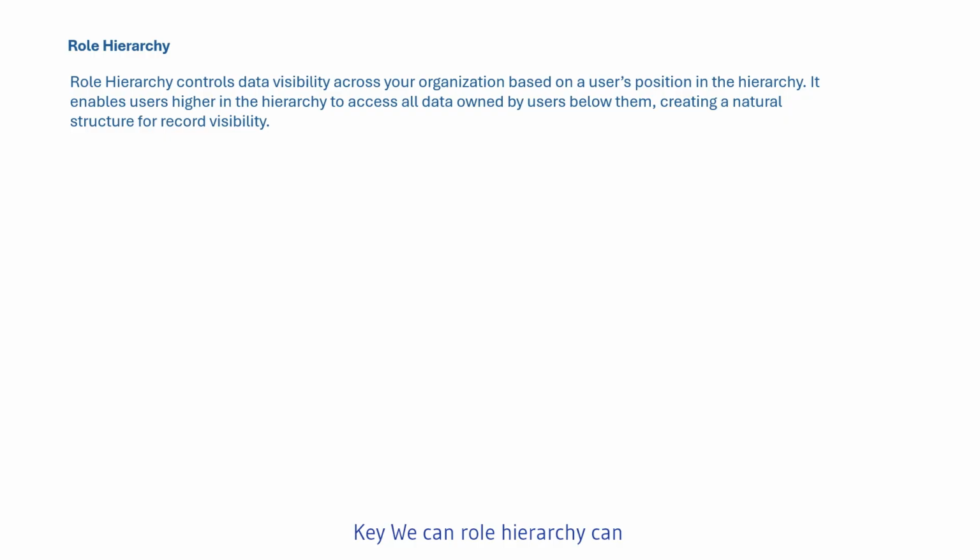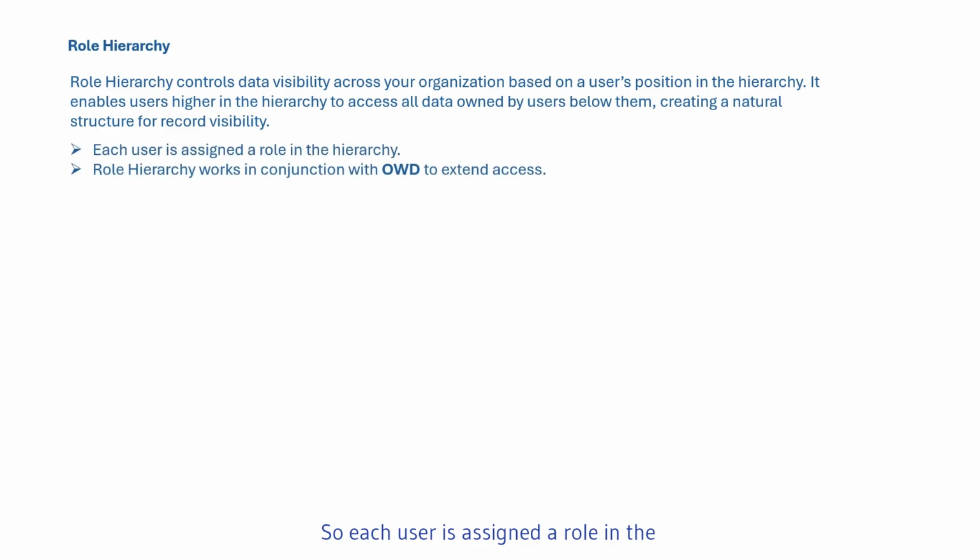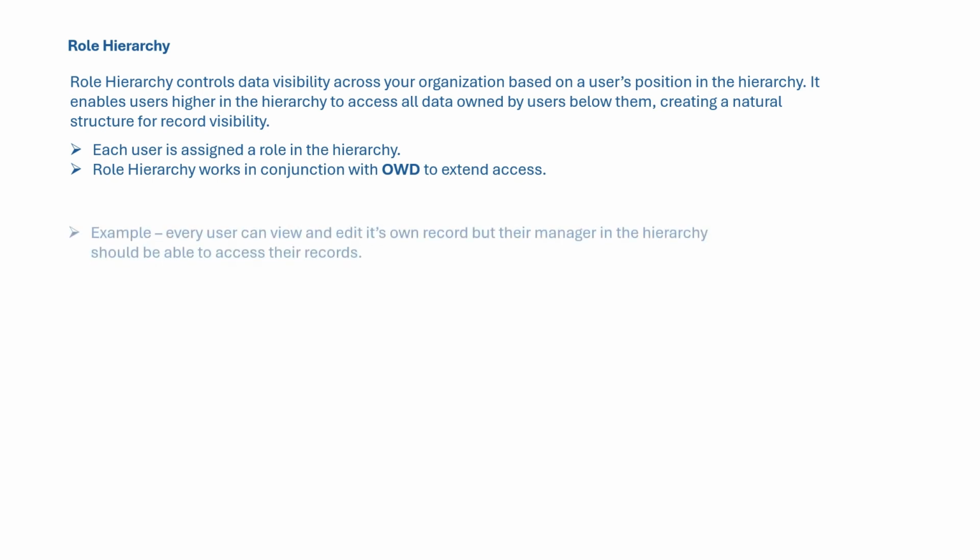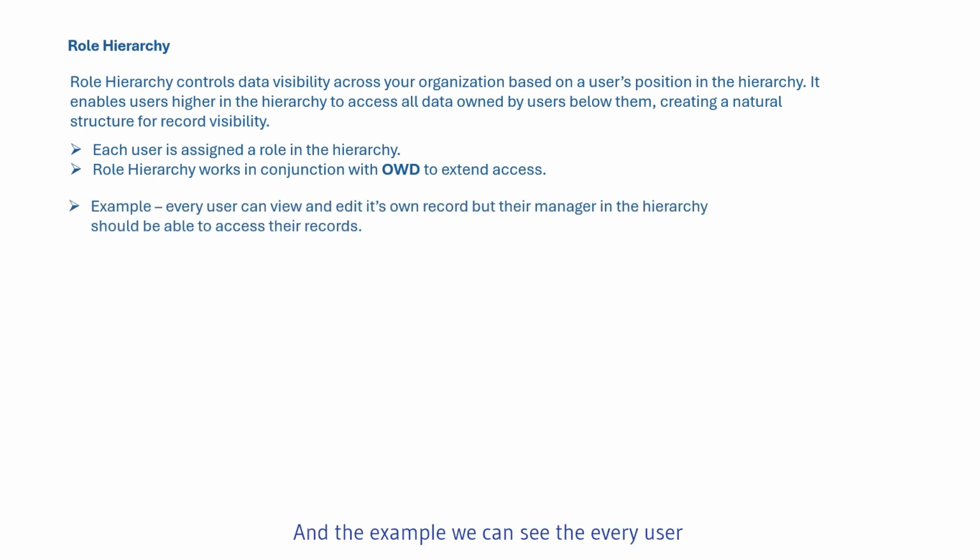Role hierarchy. Role hierarchy can control the data visibility across your org based on the user's position in the hierarchy. So the role hierarchy can further extend the sharing of the record based on the role. Each user is assigned a role in the role hierarchy. Role hierarchy works in conjunction with the OWD. In the example, every user can view and edit their own record, but their manager in the hierarchy should be able to access their records as well.